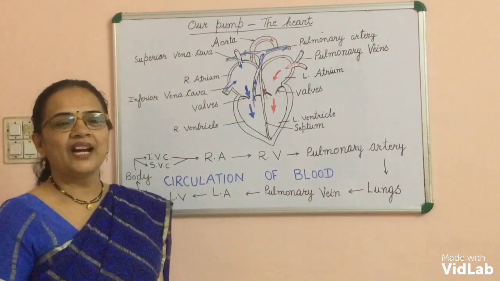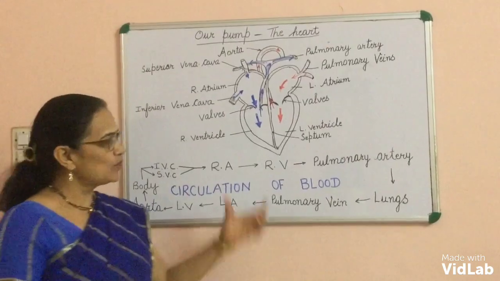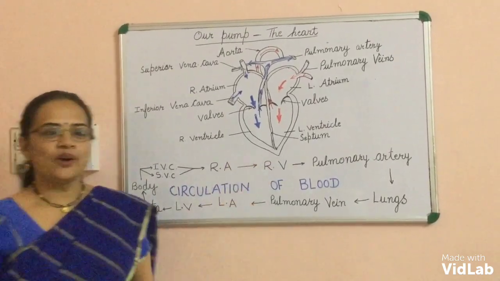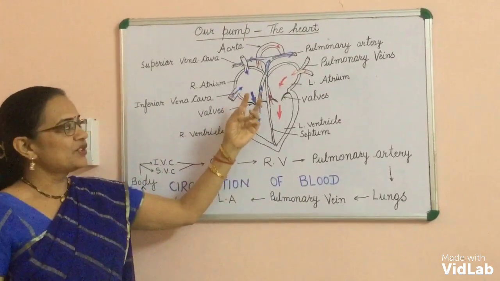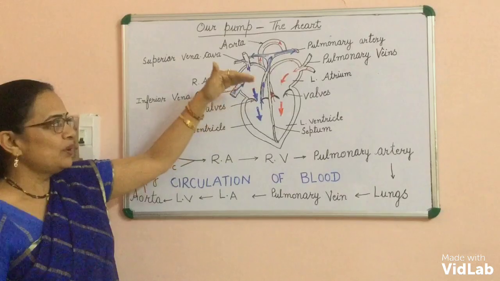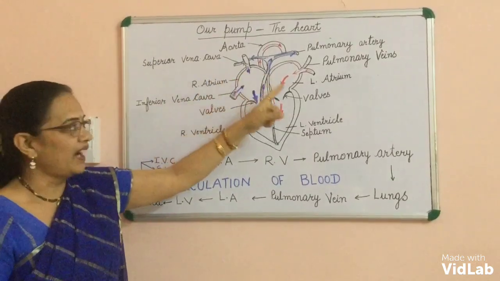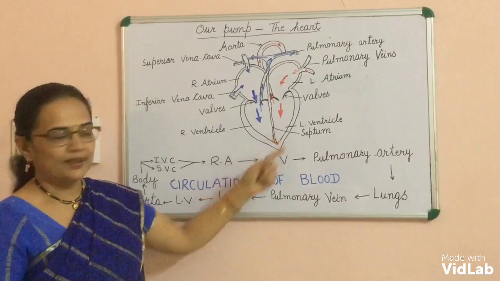Welcome back. Our today's topic is heart. Heart is a muscular organ which is of the size of our fist. It consists of different chambers, mainly four chambers. Upper two are auricles or atrium and lower ones are known as ventricle.